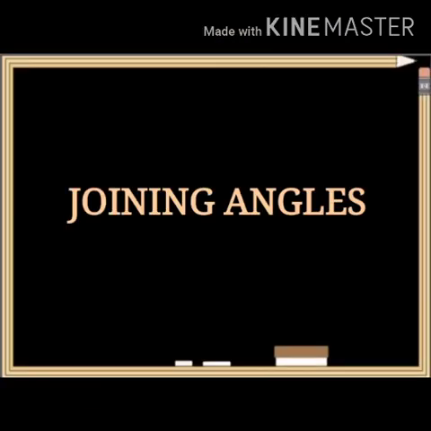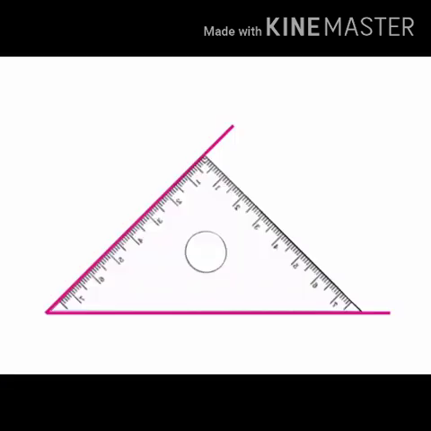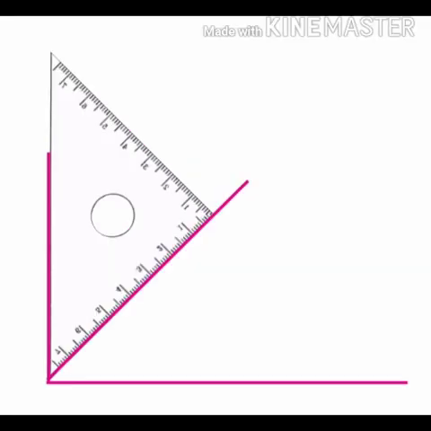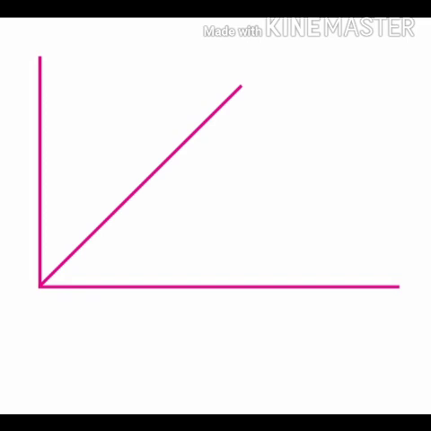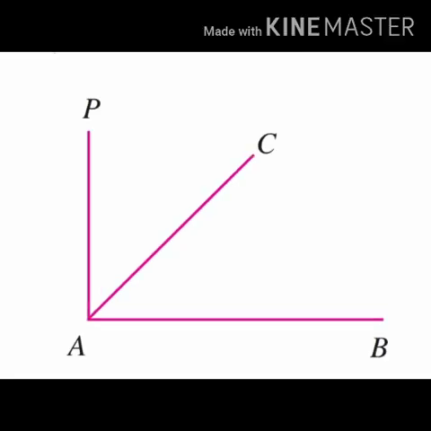Now let's check how we can join angles. We can draw an angle using a corner of the set square, and also add another angle using the set square like this. Now we have two angles. Look deeply, we can see three angles. How can we differentiate these angles? Here are three angles.